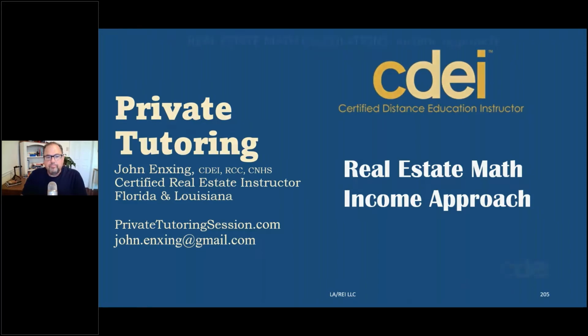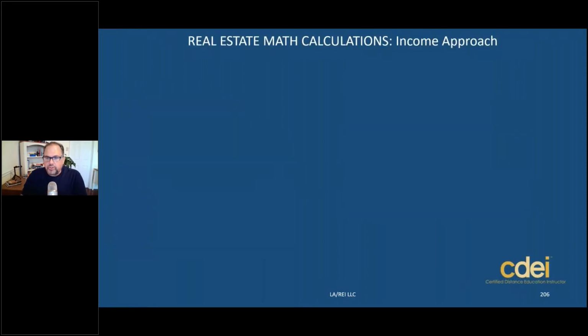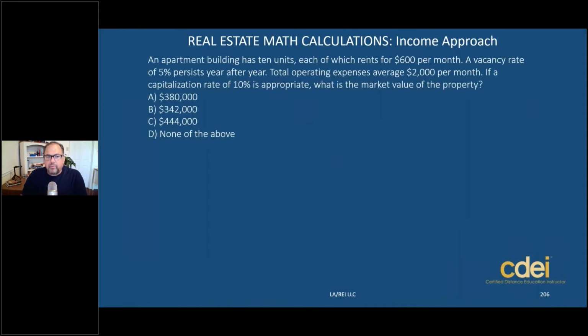Here we go. Income approach. Now, you may get a problem that looks like this, okay? So you have an apartment building. It has 10 units. They rent for $600 each. You have a vacancy rate of 5% year after year. The total operating expenses are $2,000 per month. If you have a capitalization rate, or cap rate, of 10%, what's the value of the property?